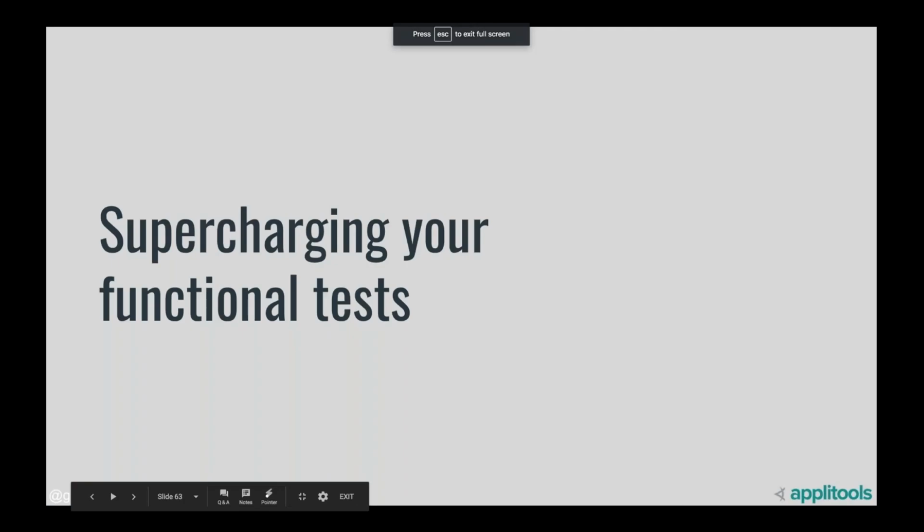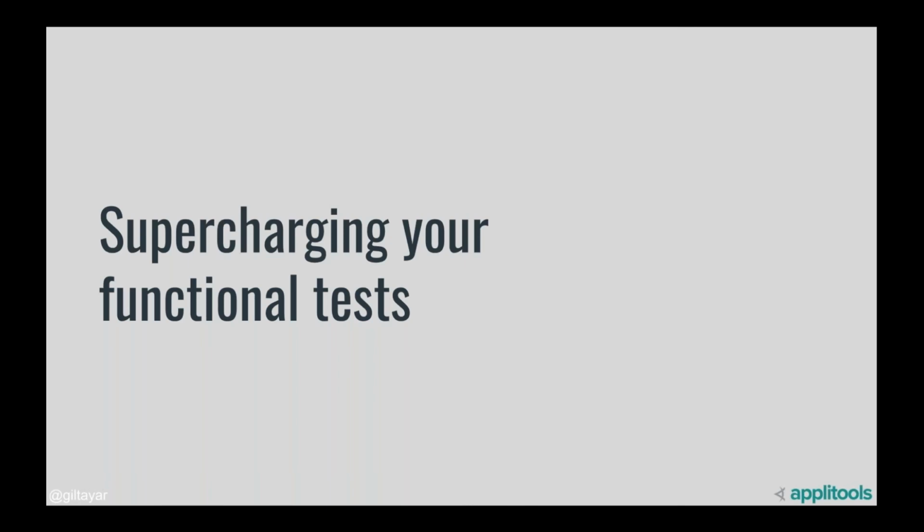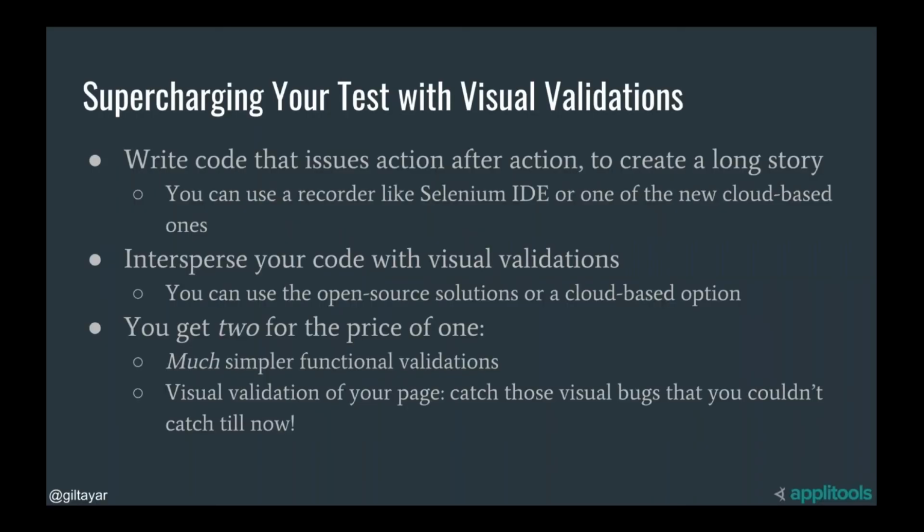So, to summarize, how does one supercharge your functional tests? And the answer is replace the validations. Replace the functional validations with visual validations. First of all, you write the code that issues action after action. You create a long story using page objects or whichever method you want to solve the fragile selectors.